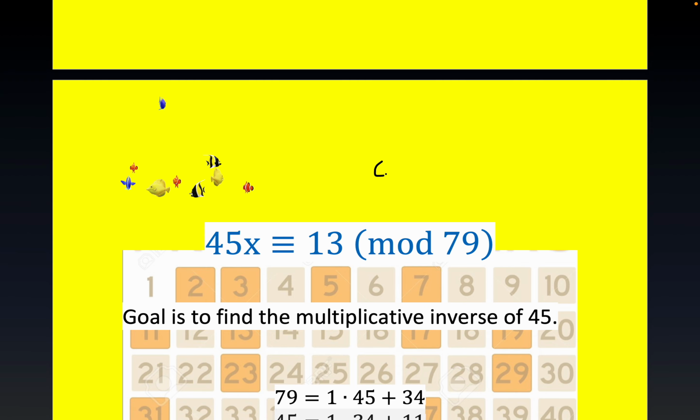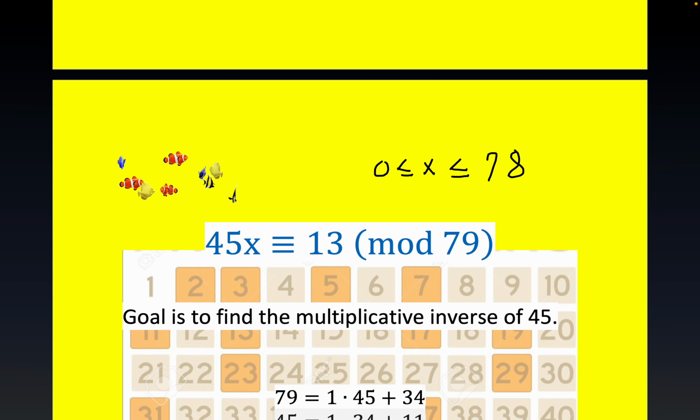integer solution to this congruence. And what I mean by that is we're looking for an x that is between 0 and, let's say, 78, because when you divide by 79, your biggest remainder is 78. For that reason, modular arithmetic is sometimes called congruence arithmetic. Okay. So again, we're looking for an x that satisfies this.